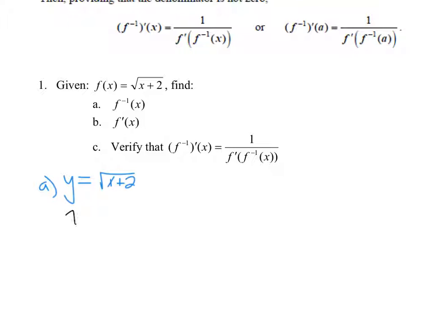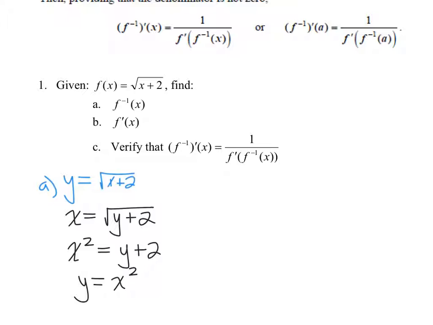To get an inverse, we switch x and y, and then solve for y. Right, so x squared equals y plus 2, and then y would be equal to x squared minus 2. All right. That's true and it's not true. To some extent, or mostly it's true.